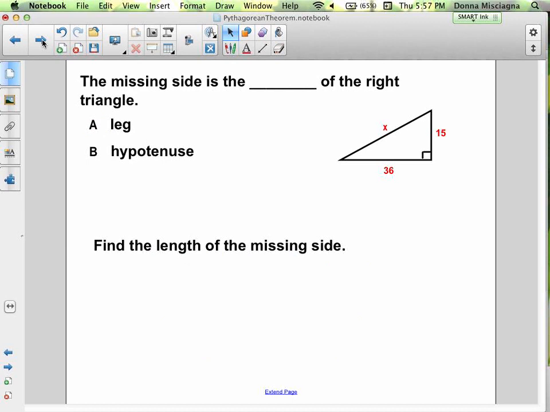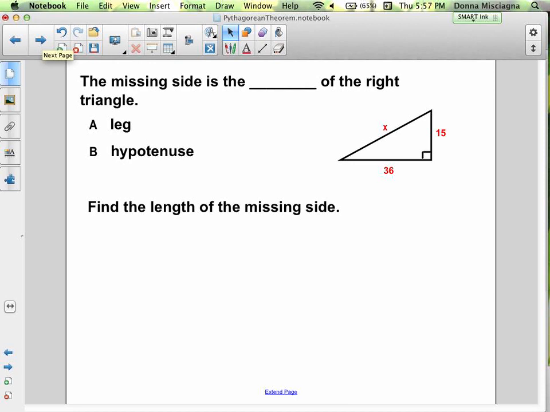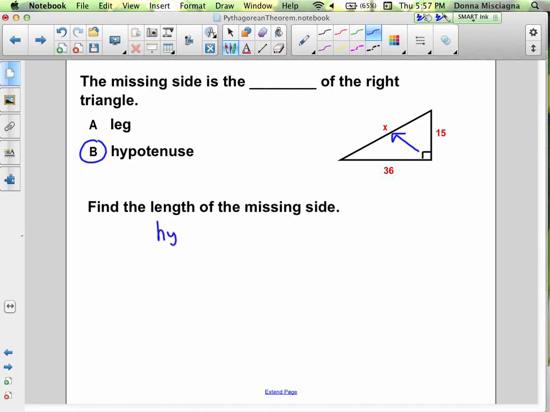All right, so here, what are we missing? All right, so now if we look, I'm moving this up a little bit so I have a little bit more space. If we look, right across from the right angle is the side we are missing. So we are missing the hypotenuse. Right? So we always want to make sure that the hypotenuse is all by its lonesome, and we add up the squares of the legs. Right? So hypotenuse squared is going to be x squared equals, and then we'll square the other two. 36 squared plus 15 squared.